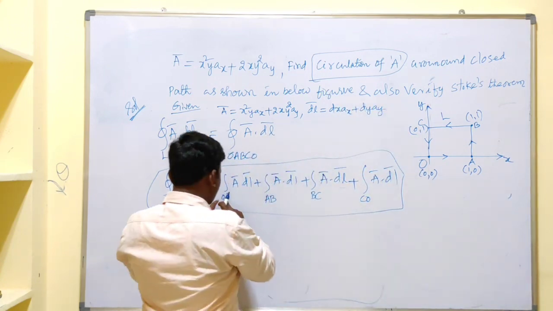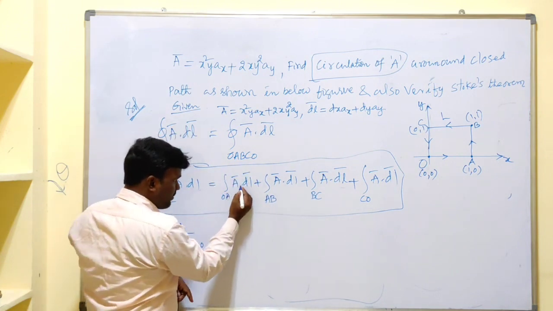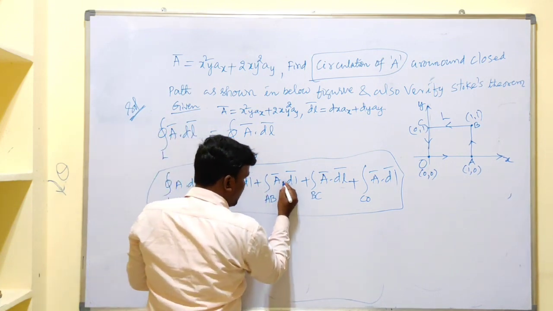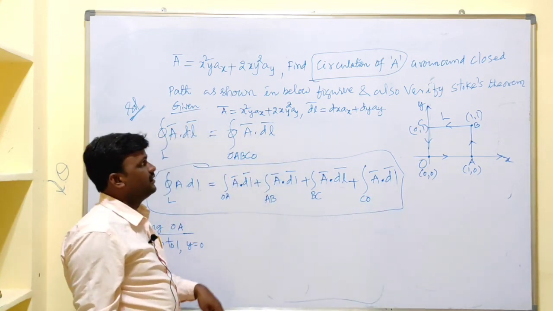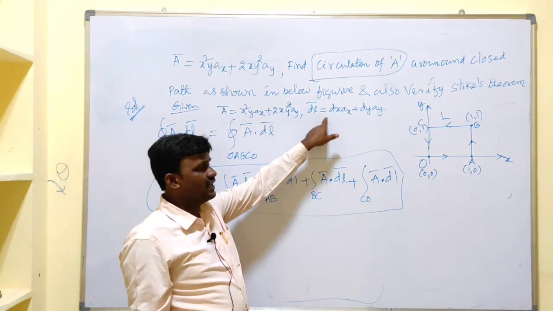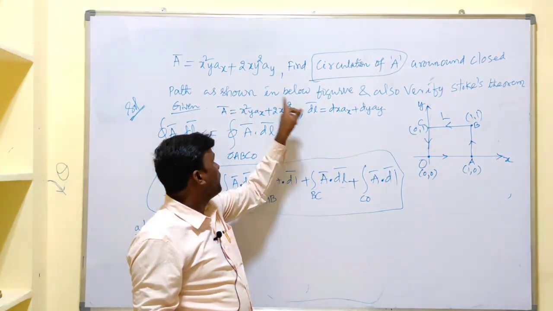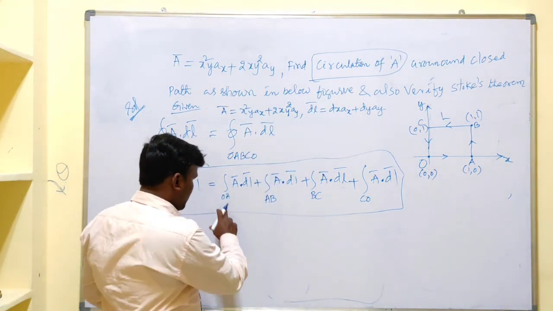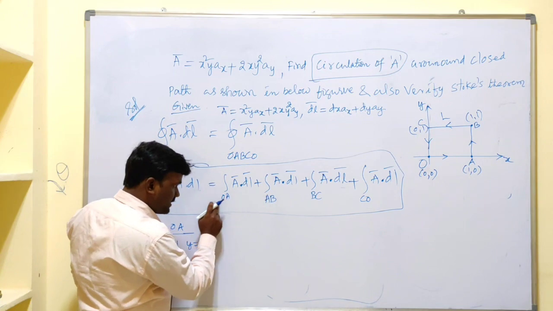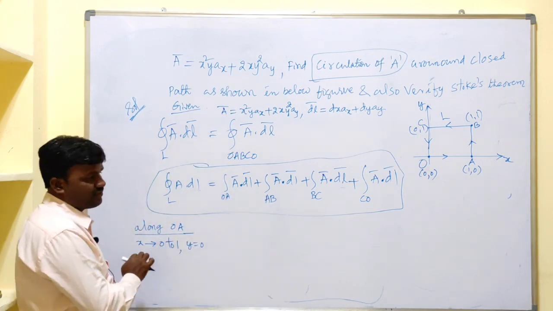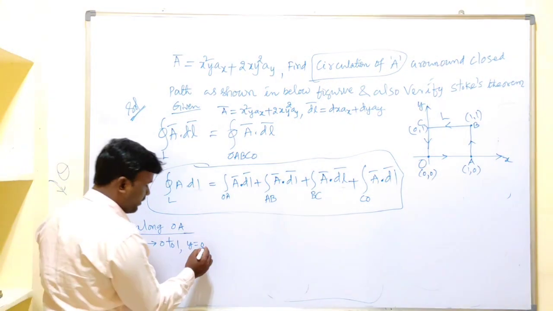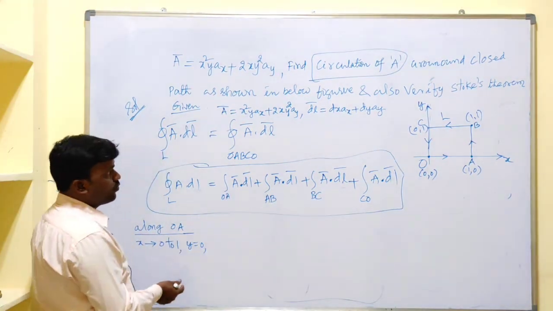In order to find this integration, we require A bar dot dl bar. Here you have A bar and it is dl bar, but you need to find A bar dot dl bar for the path like this, that is along OA, along AB. Along OA, what are the conditions? X is varied from 0 to 1, x is variable, and y is 0.